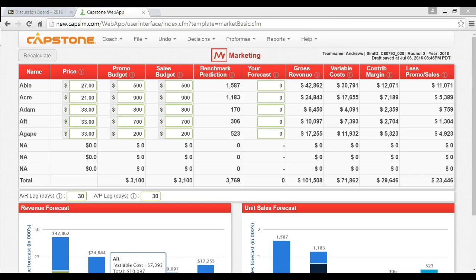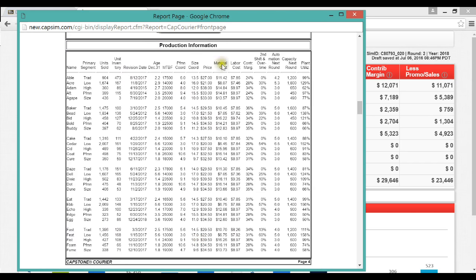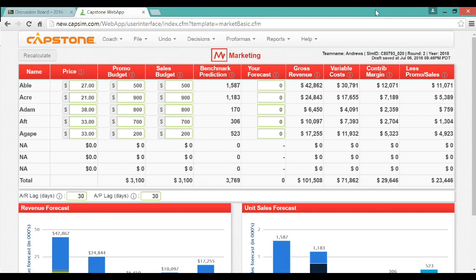So based on the product information, my strategy, and certainly there's plenty of different strategies you could use, is this. Because I sold the most in Able and Acre, I'm going to concentrate on those two. And if you recall, I'm also the market leader for the Agape product. So those are the three that I'm going to focus on here, and as such, I'm going to spend the most money in advertising.